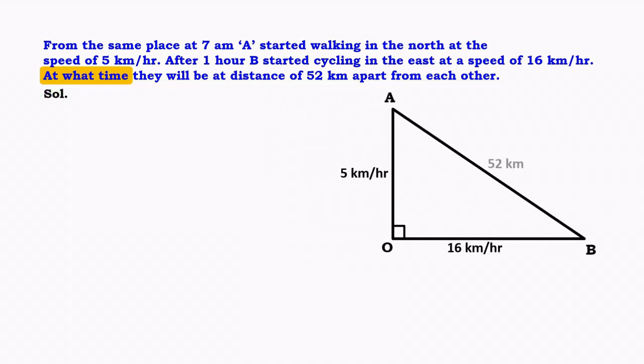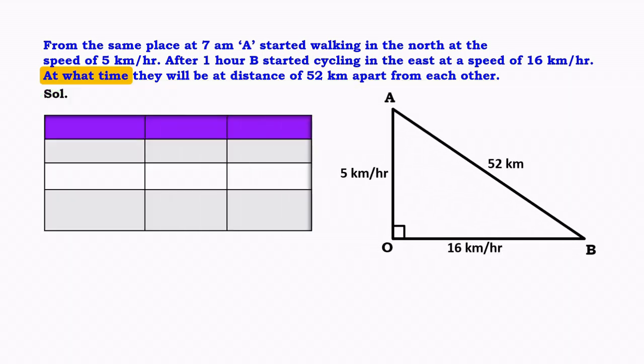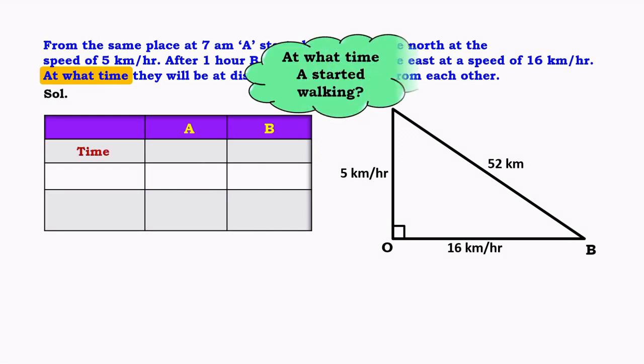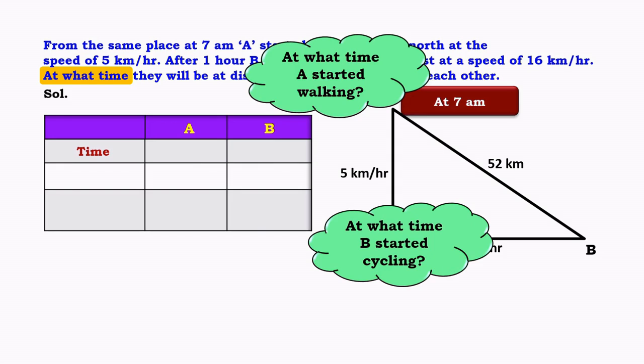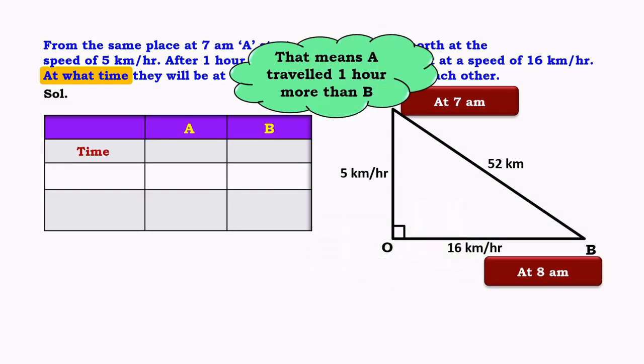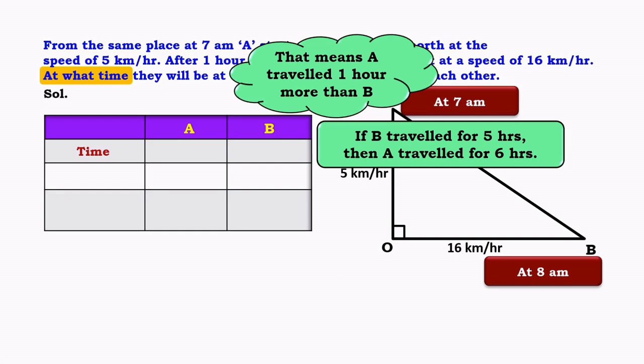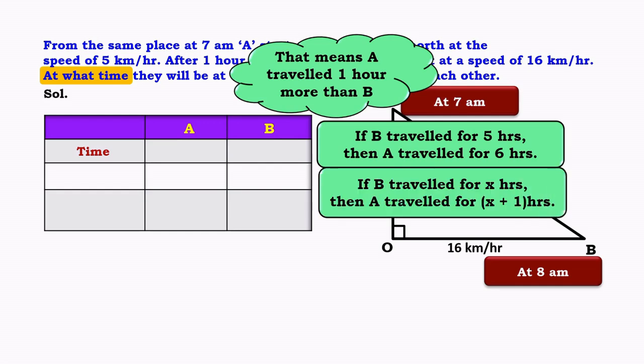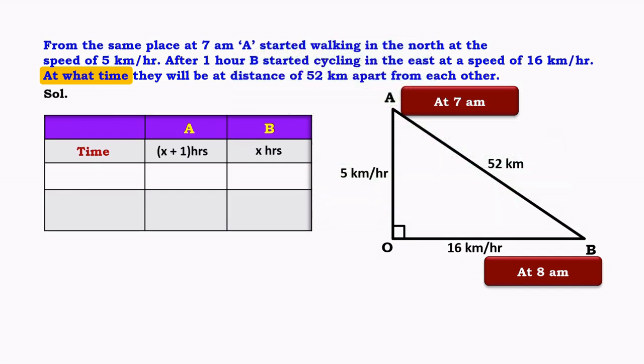Now, let's decide how to represent the time. Since the question asks at what time they will be 52 kilometers apart, let us assume that B has been cycling for X hours. When did A start walking? A started at 7 o'clock in the morning. When did B start cycling? B started at 8 o'clock in the morning. This means A started 1 hour earlier than B. So, if B has traveled for 5 hours, then A has traveled for 6 hours. Similarly, if B has traveled for X hours, then A has traveled for X plus 1 hours.